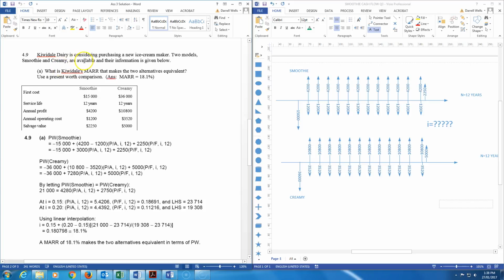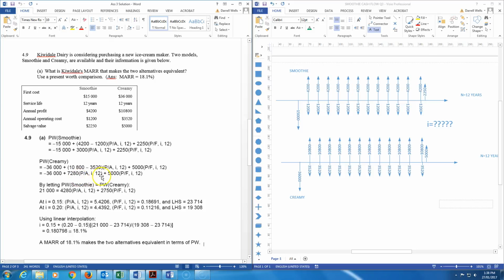Now the problem asks us to determine the interest rate that makes these two alternatives equivalent. So we have two formulas with two unknowns, and we make those two formulas equal to each other. We let the present worth of the smoothie equal the present worth of the creamy. Through some mathematical manipulation, we can factor out some terms and simplify the formula such that we end up with this following formula, where 21,000 equals 4280 (P given A, i, 12) plus 2750 (P given F, i, 12).